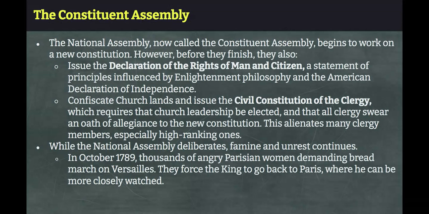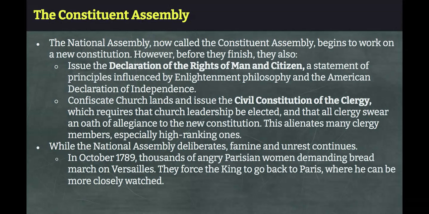So one of them is the Declaration of the Rights of Man and Citizen. This is analogous to the Declaration of Independence in the United States. They're saying, here's what we're doing. We're rebelling. Here's why. So it's strongly influenced by Enlightenment philosophy and by the American Declaration of Independence.